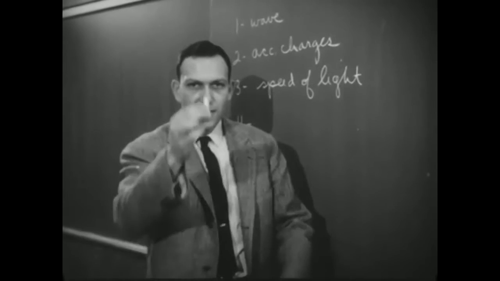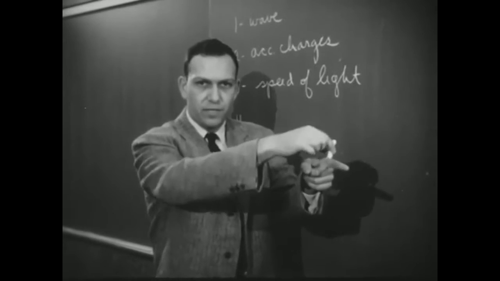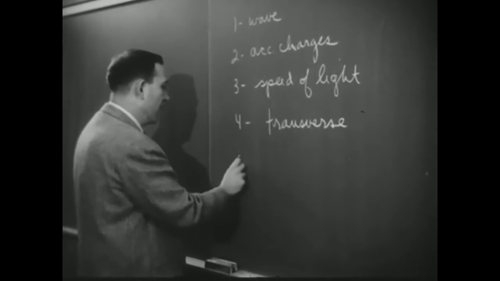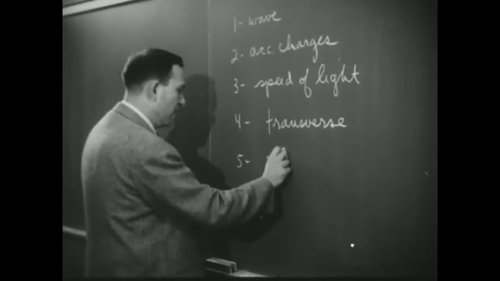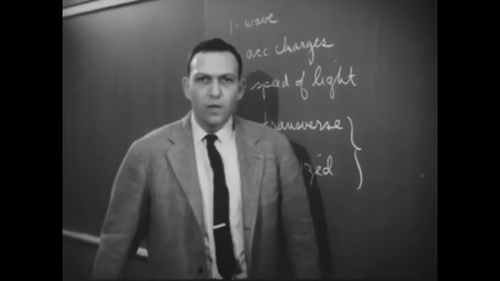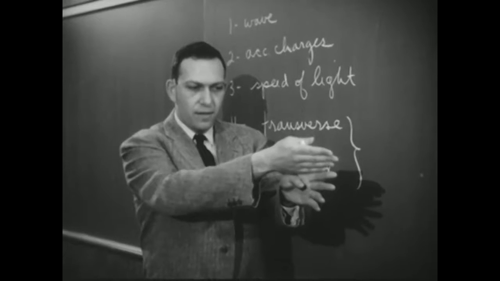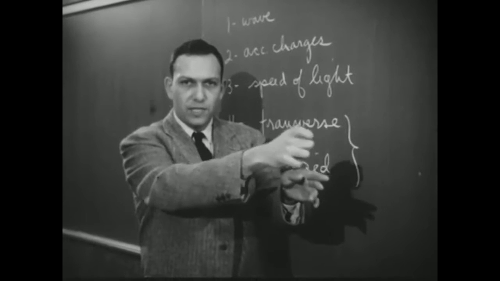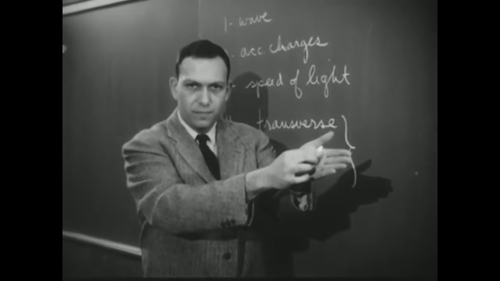By this I mean that the electric vibration is at right angles to the direction in which the wave travels. And finally, that these waves can be polarized. And this property is related to the fact that they are transverse. We mean when we say that they can be polarized, that we can select any plane containing the direction in which the waves travel and can force the electric vibration to lie in that chosen plane.